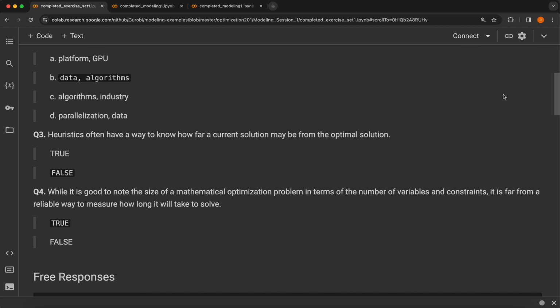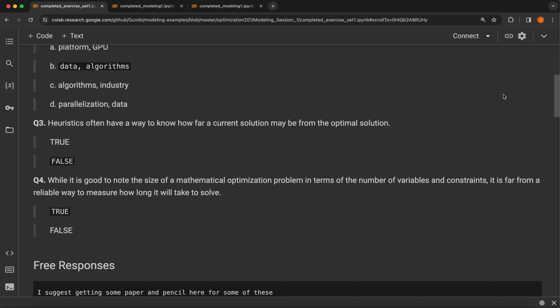So on to question three. Heuristics often have a way to know how far a current solution may be from the optimal solution. So this is definitely false. Again, heuristics do not really have any way of understanding what an optimal decision is. There's no qualifications for it. There's no criteria. It's just, hey, this is pretty good.